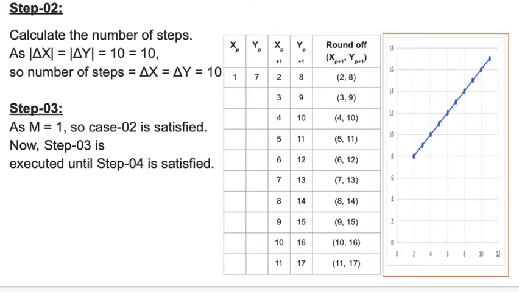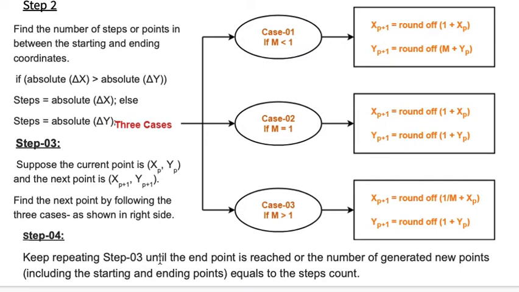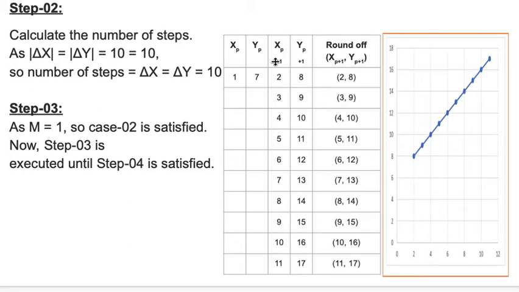Now step 3 is executed until step 4 is satisfied. Step 4: keep repeating step 3 until the end point is reached or the number of generated new points equals the steps count. So we are plotting these points until the end point is reached, which is 11 and 17. Are you getting this, please? X is 11, the last point, and y is 17.